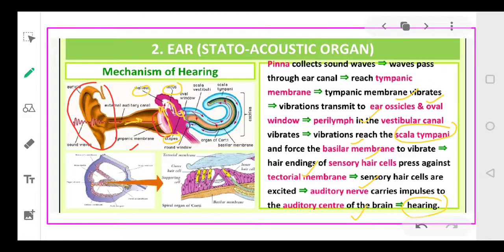So pinna will collect the sound, it will pass into the auditory canal. From the auditory canal it will go to the eardrum. The eardrum will start vibrating. Then the 3 bones which are present in the middle ear, malleus, incus and stapes, they will amplify the sound. Then this sound will pass through into the perilymph.